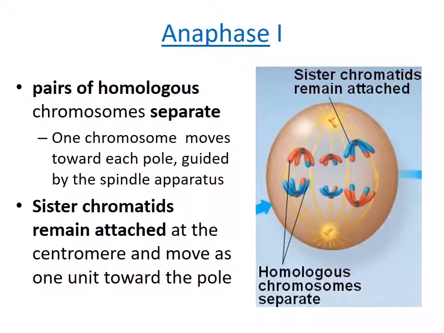After metaphase comes anaphase. In anaphase 1, pairs of homologous chromosomes separate. One chromosome moves towards each pole, guided by the spindle apparatus. In anaphase of mitosis, the sister chromatids are separated, but in anaphase 1 of meiosis, the sister chromatids stay attached at the centromere, and they move as a unit towards the pole.